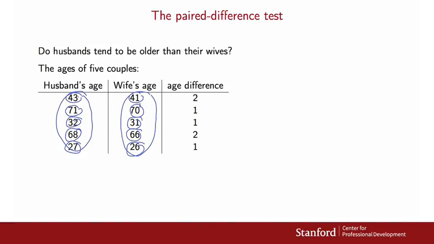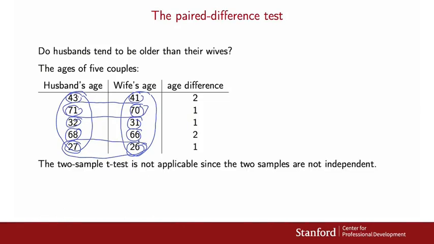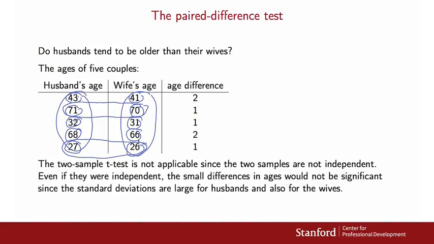For example, here the couple is both in their 70s, and then there's another couple in their 20s. So this similarity in age makes the two samples dependent. So this one major assumption of having two independent samples is not met in that case. But even if we could use the two-sample z-test, it would probably be not significant. And the reason is that the age differences are quite small, but the variation within each group is quite big.